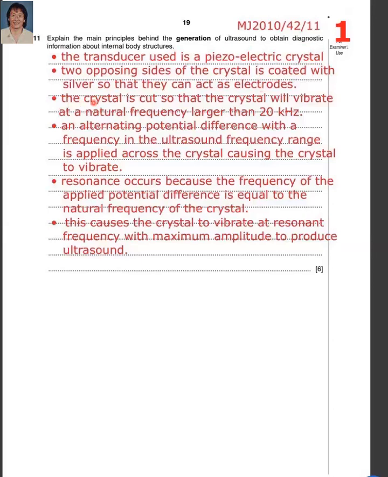Then number three, the crystal is cut so that the crystals will vibrate at a natural frequency larger than 20 kilohertz. Number four, an alternating potential difference with a frequency in the ultrasound frequency region is applied across the crystals, causing the crystals to vibrate. Number five, resonance occurs because the frequency of the applied potential difference is equal to the natural frequency of the crystals. Then last point, this causes the crystals to vibrate at resonant frequency with maximum amplitude to produce ultrasound.